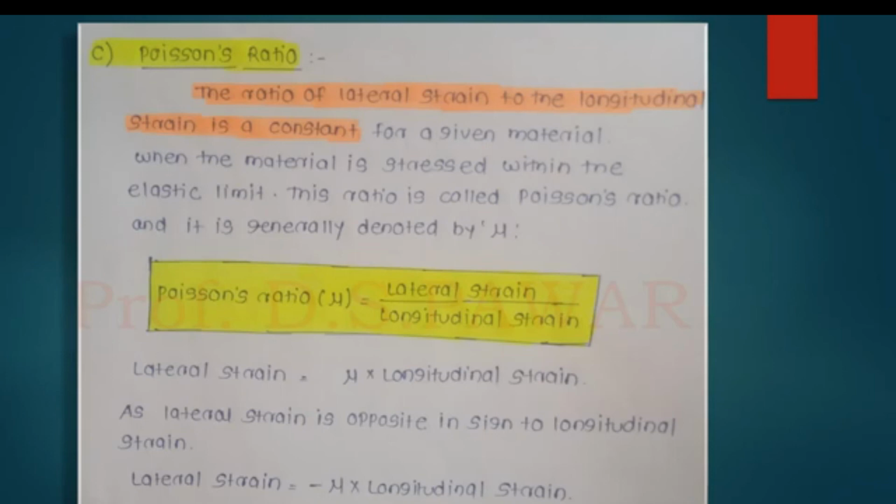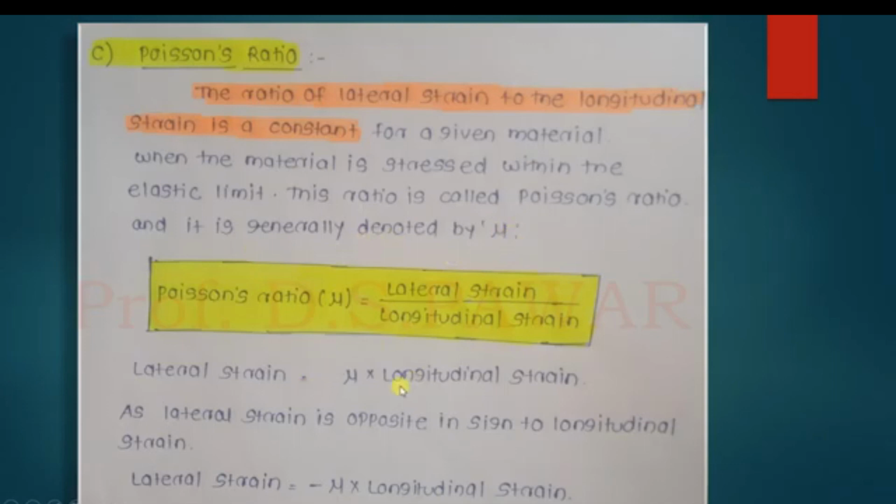Now, next, after knowing the one dimensional system and the two dimensional system of strain, we have seen what is longitudinal strain and what is lateral strain. Now the next important thing we are going to see is Poisson's ratio. What is the definition of Poisson's ratio? The ratio of lateral strain to longitudinal strain is a constant, and that constant is called Poisson's ratio. For a given material, when the material is stretched within the elastic limit, this ratio is called Poisson's ratio, and it is generally denoted by mu.